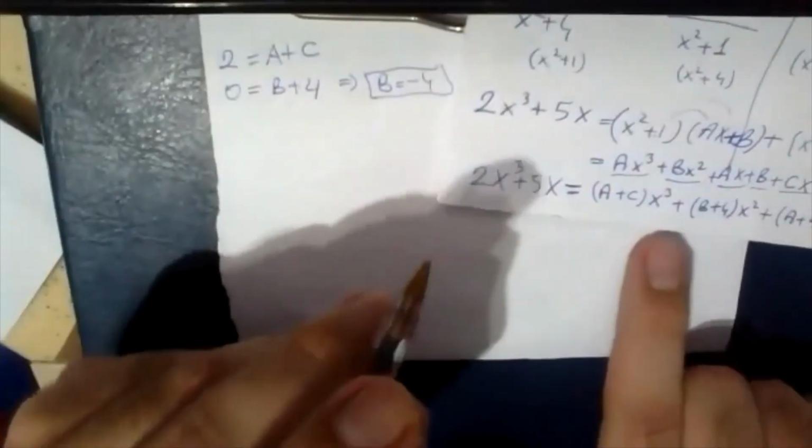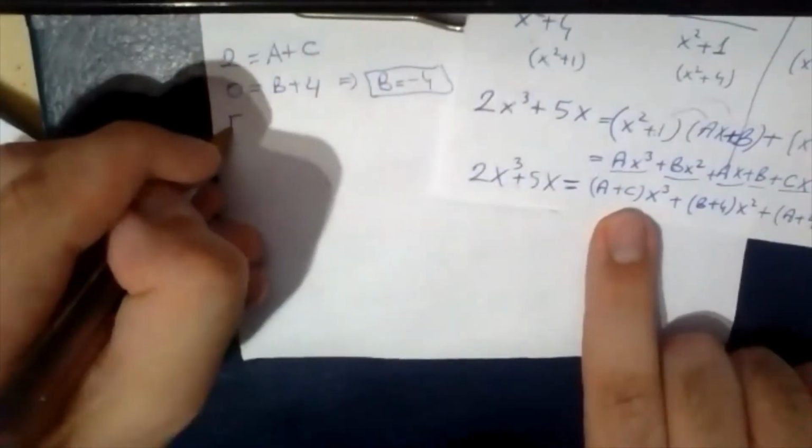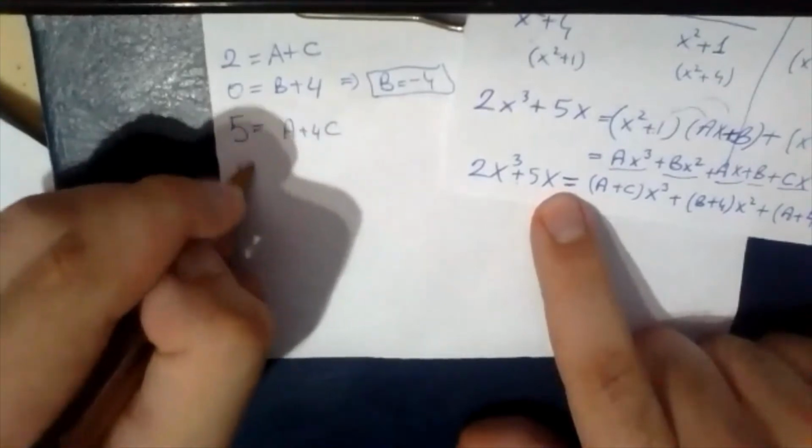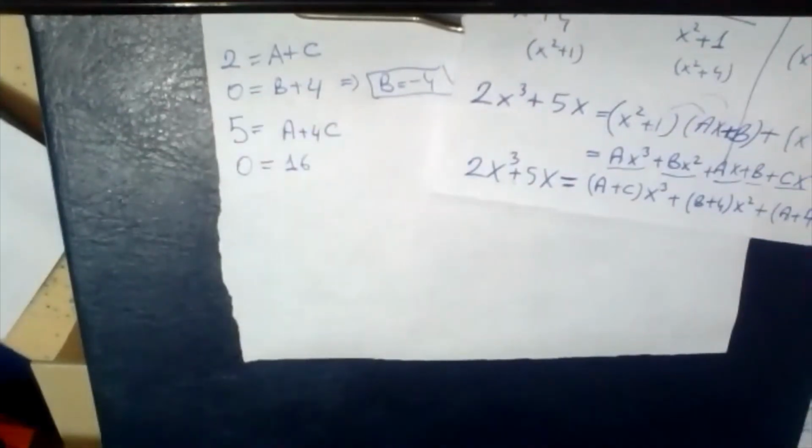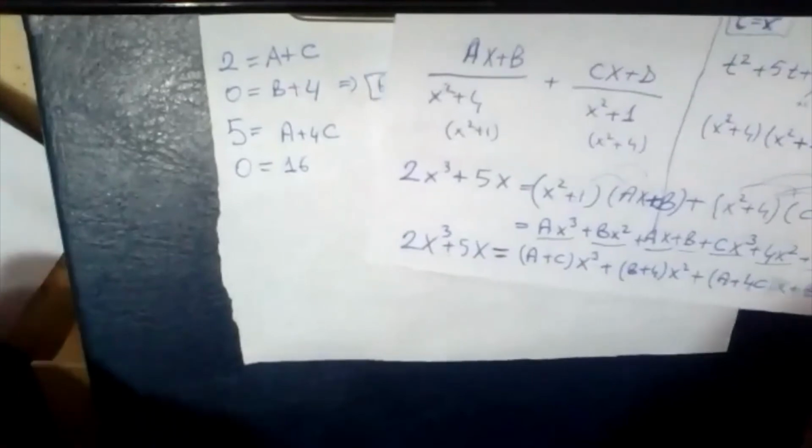What is next? The coefficient of x on the left is 5, and on the right it is a plus 4c. Last one, there is no constant number on the left, it is 0, but here the constant number is 16. It is impossible. That means I made a mistake here.